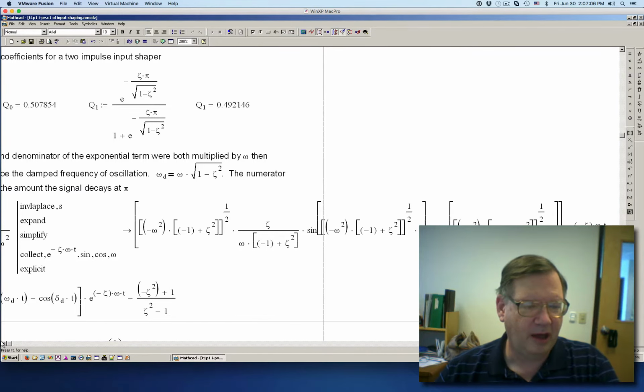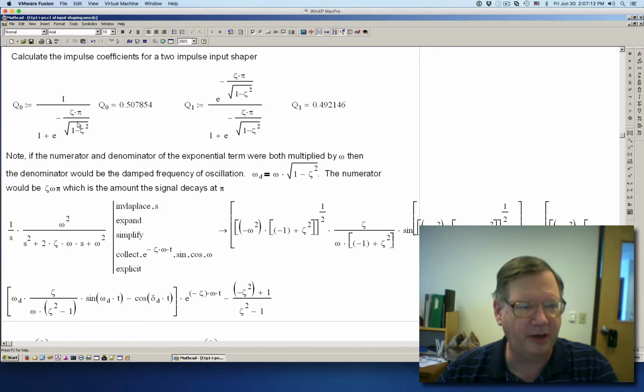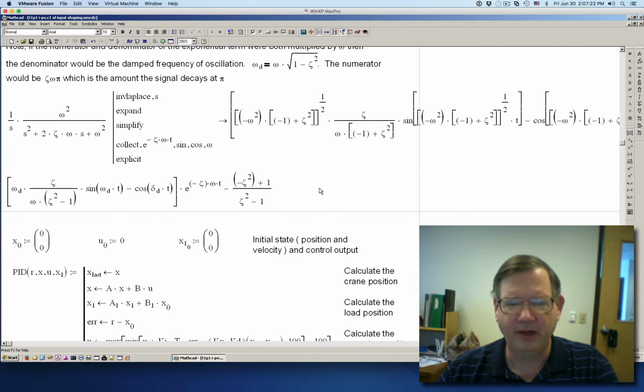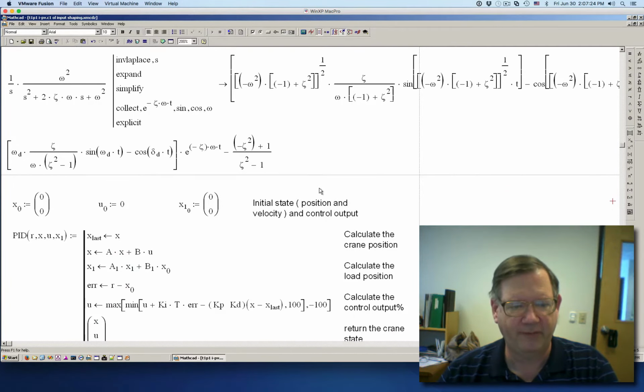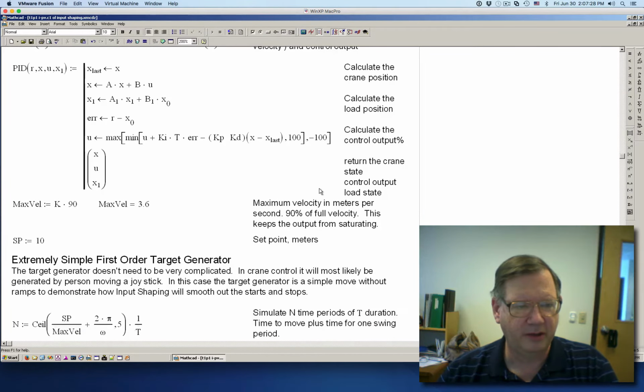So these are the two coefficients, and the denominator is just the sum of this plus this, so that the two terms will add up to 1. So hopefully you can see where the coefficients come from. I'm going to skip by this real quick.